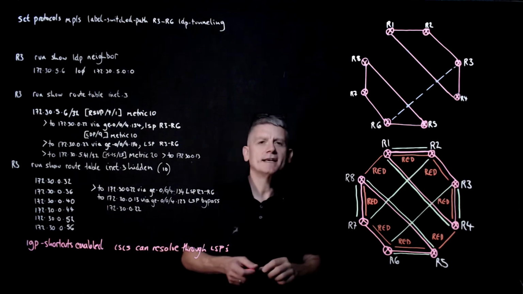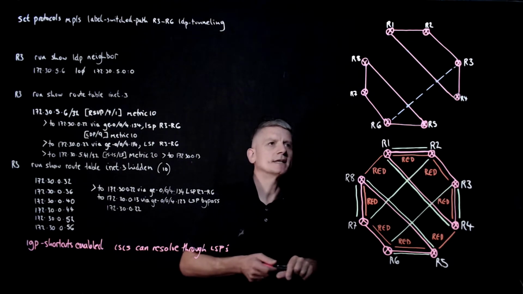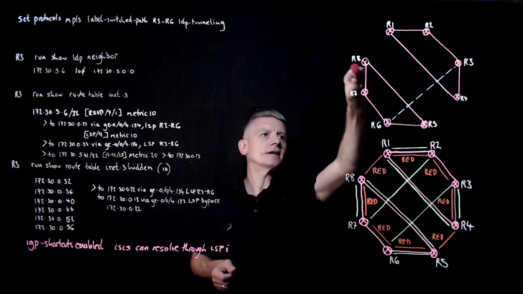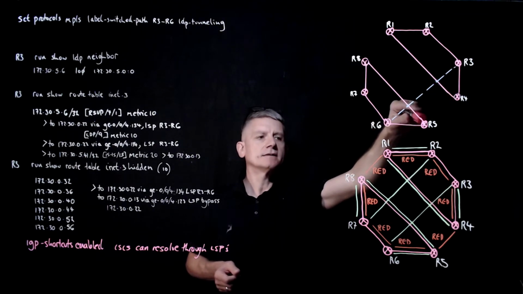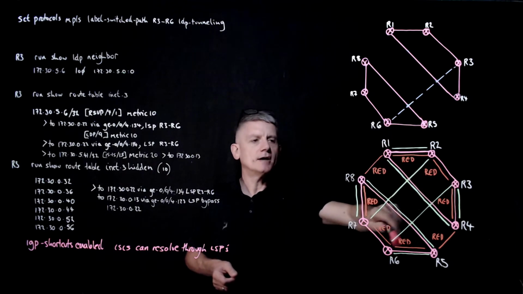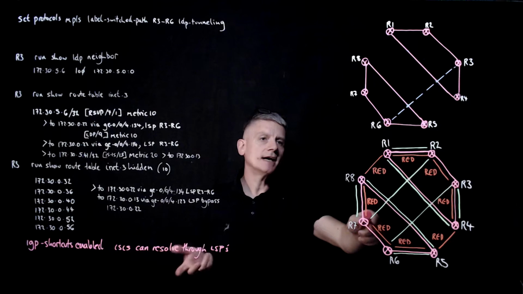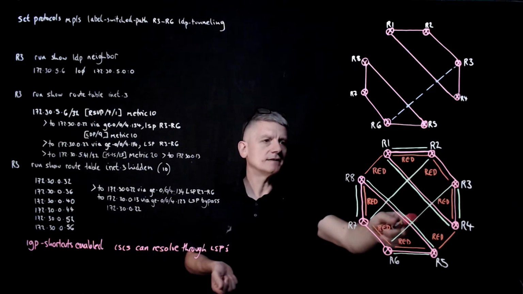Okay, so we're going to be taking a look at the LDP tunneling in a little bit more detail. On the top right hand side you can see the two LDP areas and you can see that they're not connected. And then below you can see the same two LDP areas and you can also see both the red and the green admin groups which I've added to the diagram.